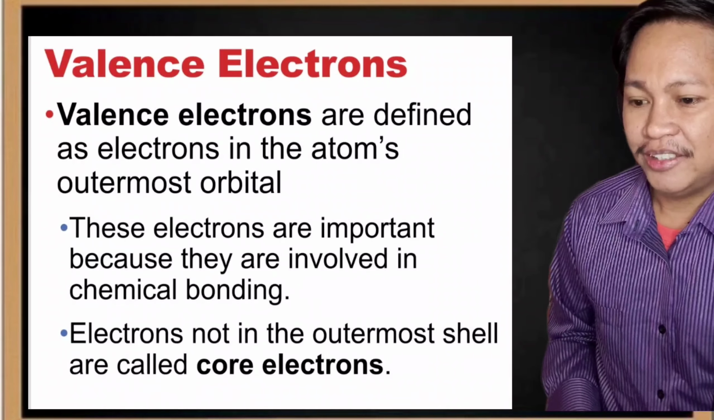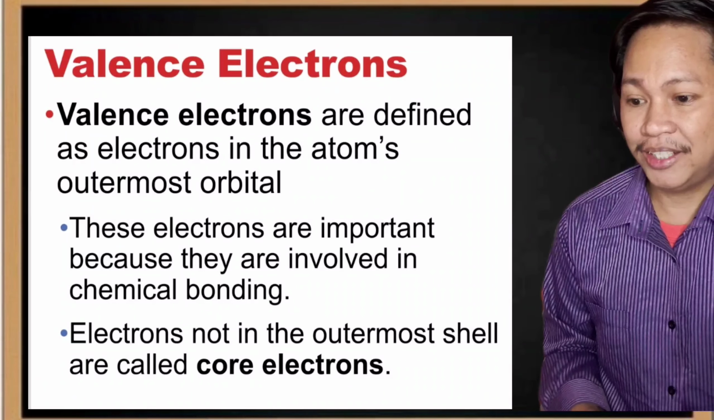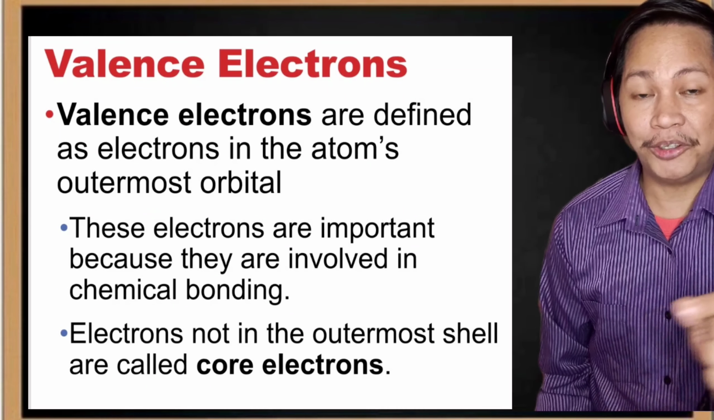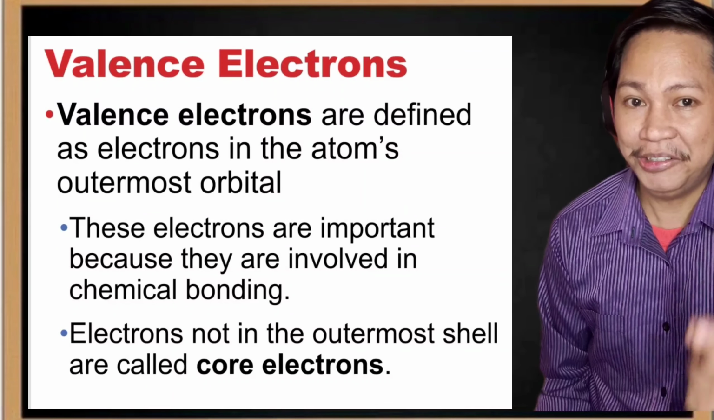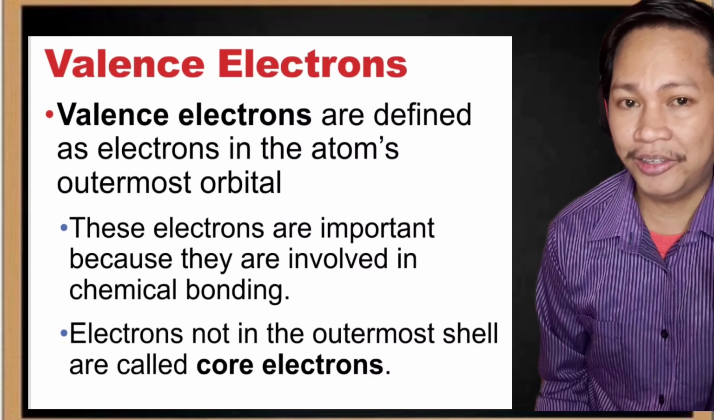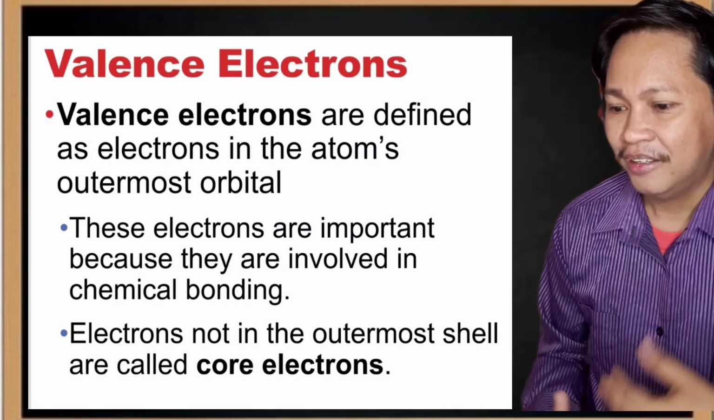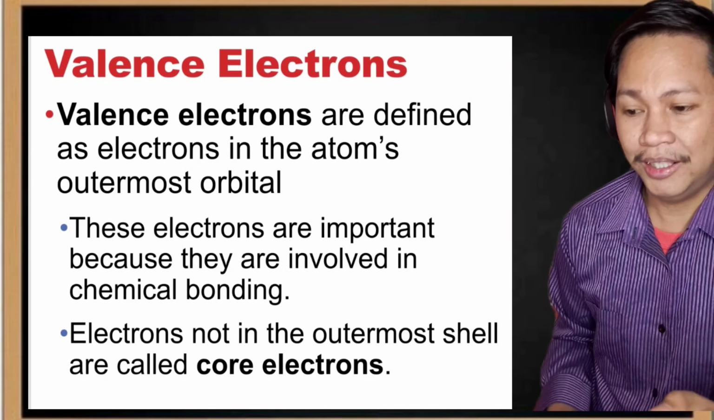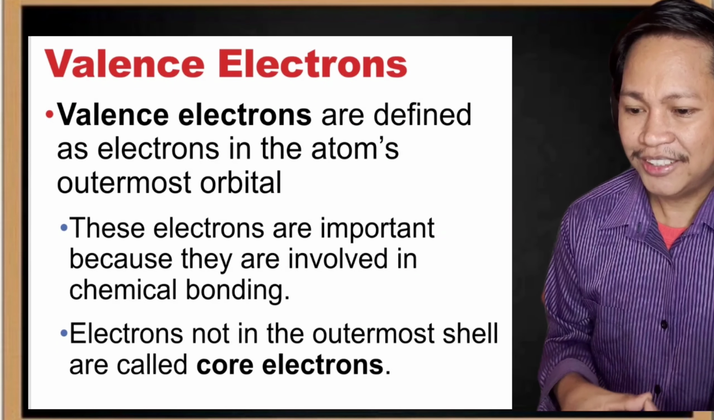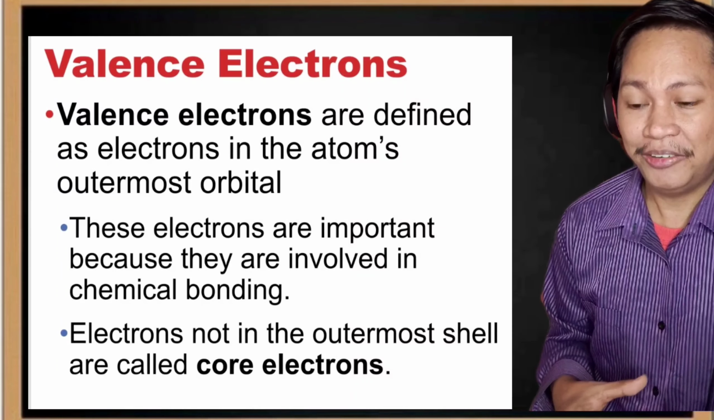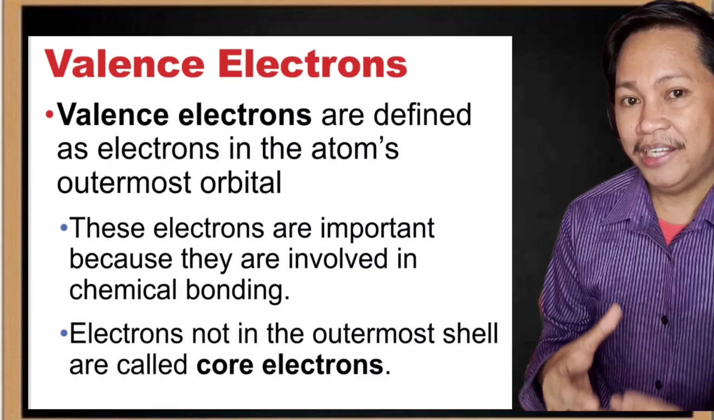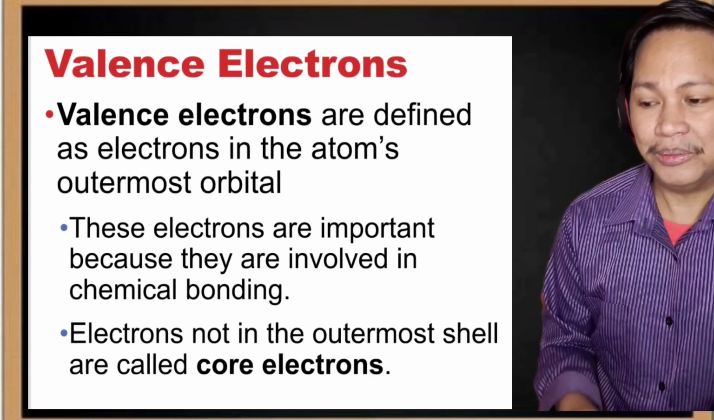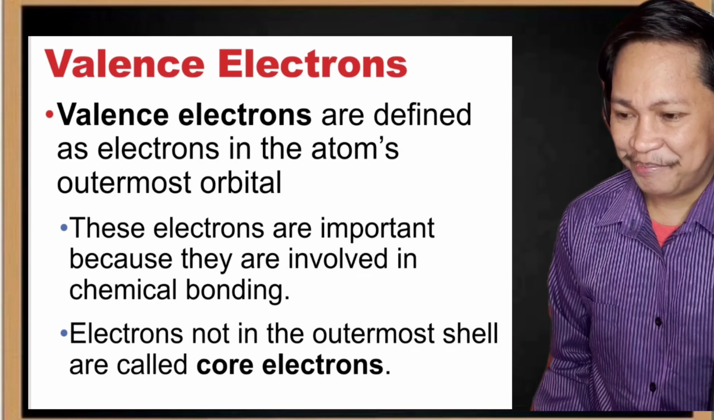Alright, class, allow me to share this to all of you. Valence electrons are defined as electrons in the atom's outermost orbital. Take note of the term. Kanina, shell, and now orbital. These electrons are important because they are involved in chemical bonding. And then, electrons not in the outermost shell, ano ngayon? Under the valence electrons, these are called core electrons.